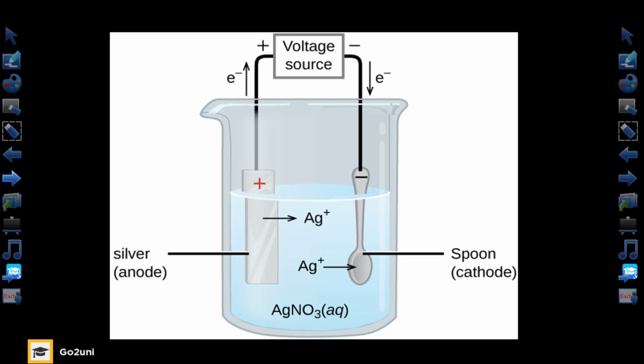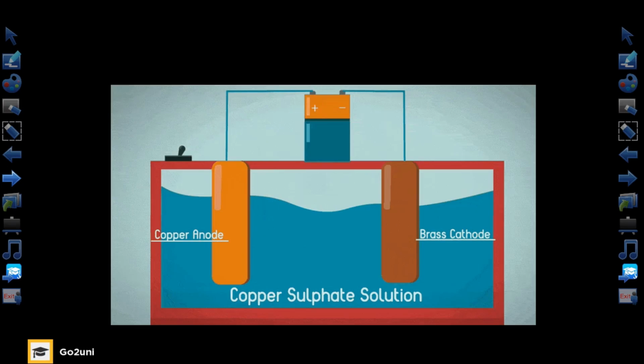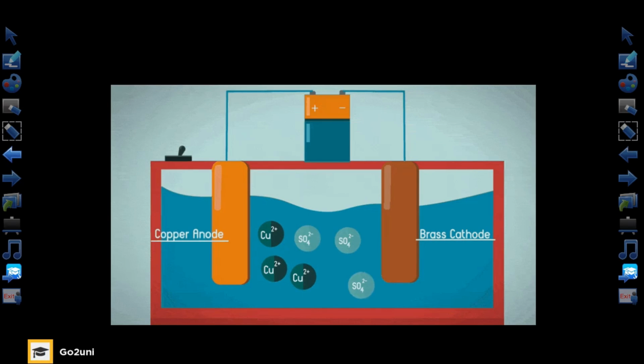So the spoon, which was a non-desirable metal, will now become silver coated. This is how electroplating is done, and we can see that more appropriately with this demonstration. We want to electroplate brass. The brass is the cathode and the anode is copper.